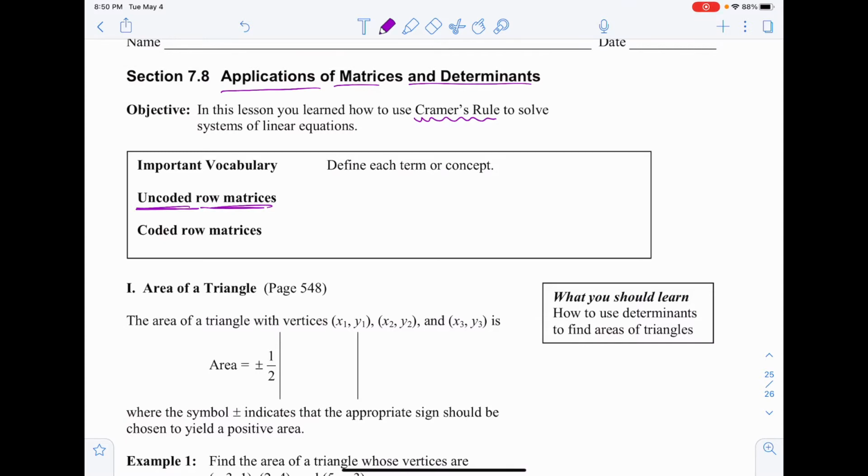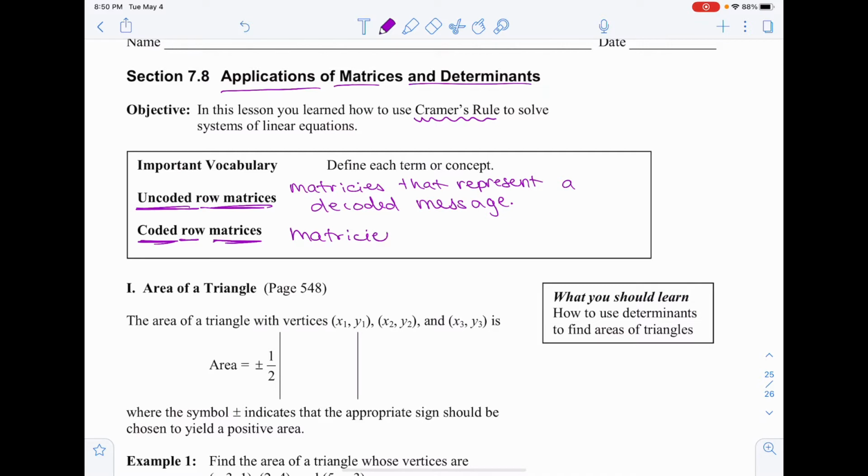Uncoded row matrices are basically matrices that represent a decoded message. So remember, decoded is not that secret, right? A coded row matrix or matrices are matrices that represent an encoded message, meaning it's a little bit more secret. You have to decode the message.